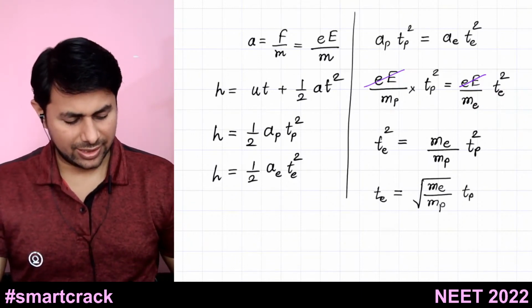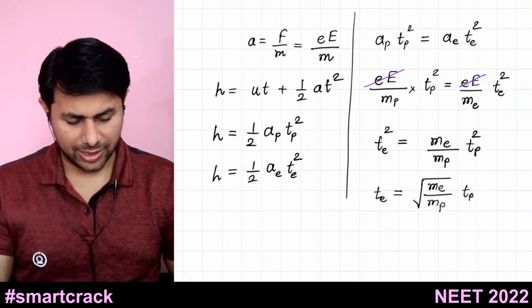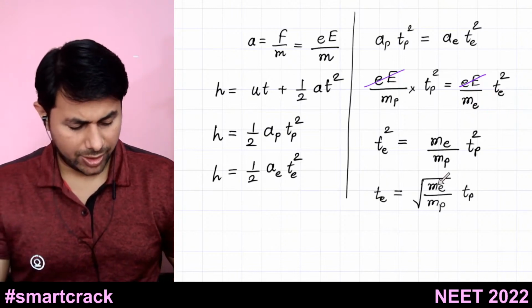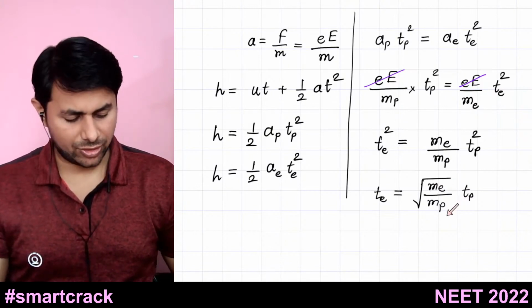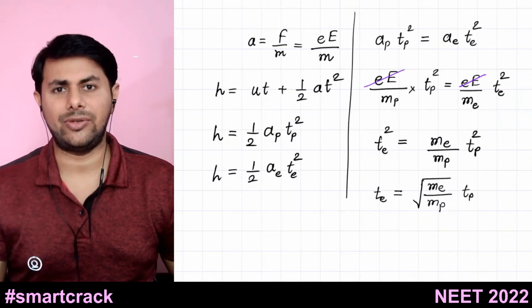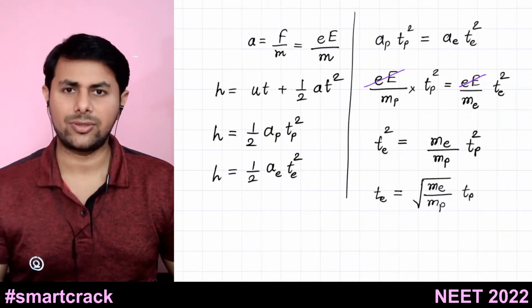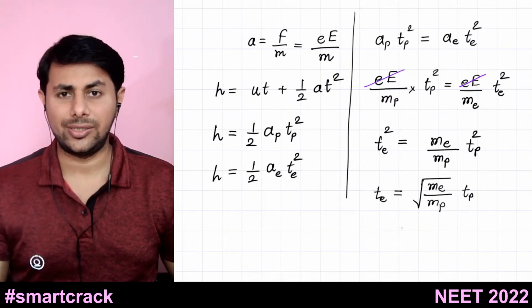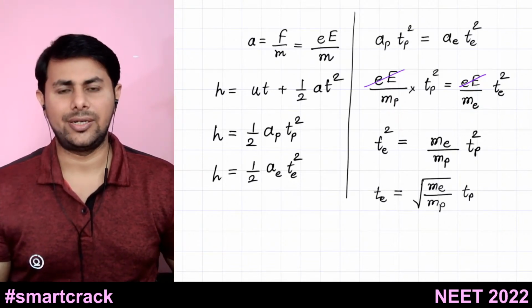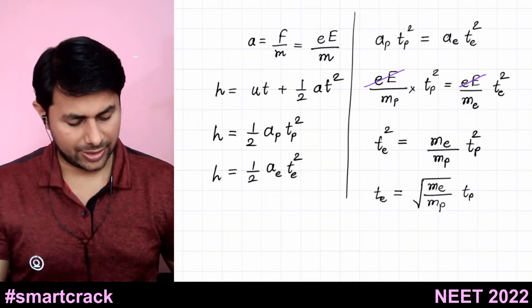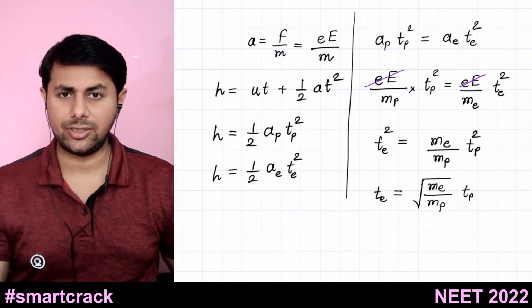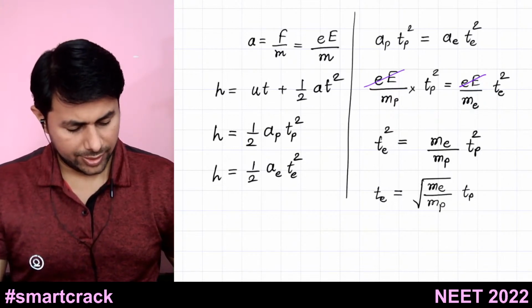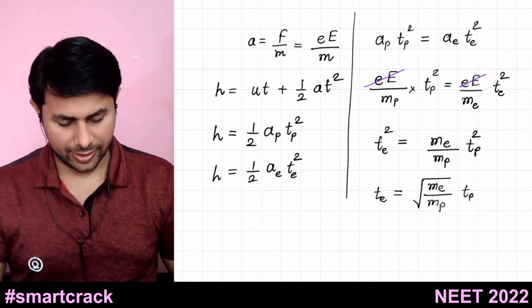And here we can see that the mass of the electron is very small. It is of the order of 10 raised to minus 31 kg, and the mass of the proton is 10 raised to minus 27 kg, right? So there is a difference of 4 orders of magnitude, 10 raised to 4 times. So this will be, let's say, 1 upon 10 raised to 4 or something. So this is a very small number, right?